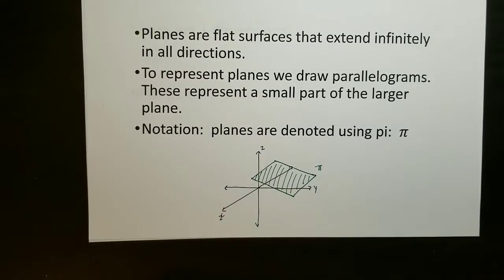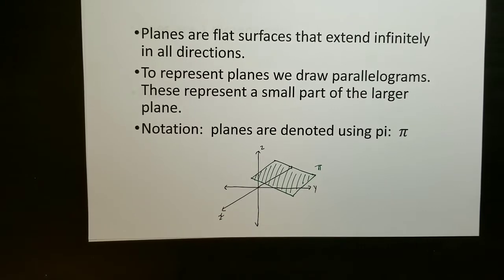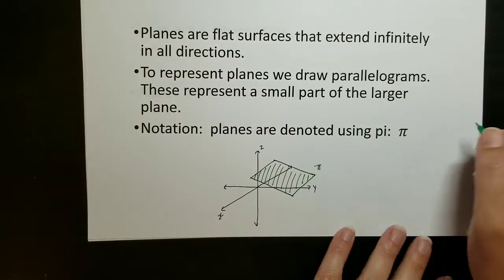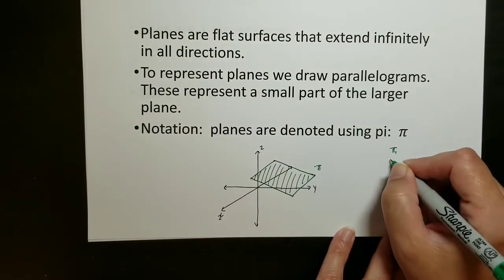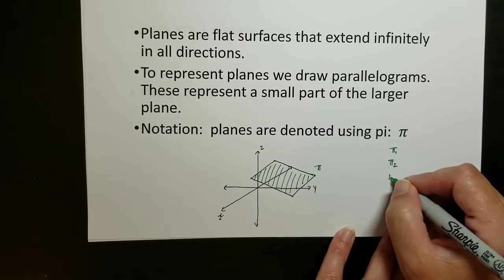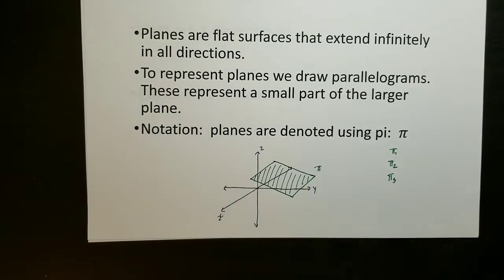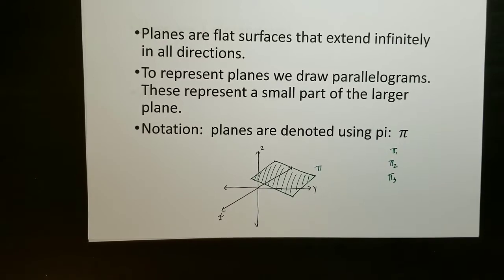And we use the symbol pi for planes. If you have multiple planes, you might denote that pi 1, pi 2, pi 3, like that. So if you see a variable of pi with a subscript, that just means that the equation following that is going to be the equation of a plane.